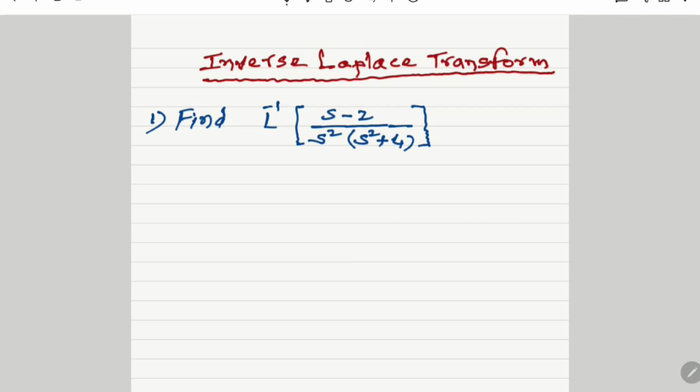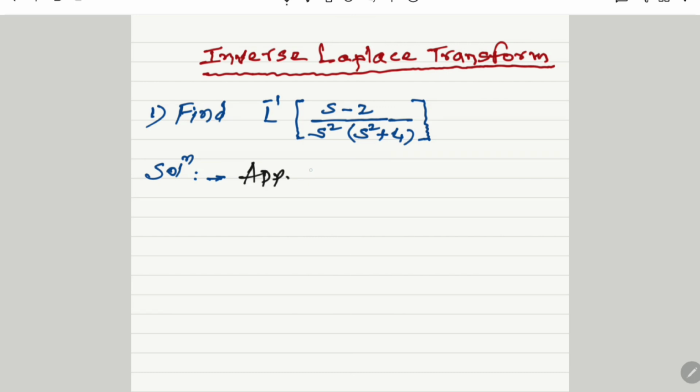And therefore, to find the inverse by the partial fraction method. Why the partial fraction method? Because the degree of the numerator is 1 and the degree of the denominator is 4. 1 is less than 4, which means it is a proper fraction.